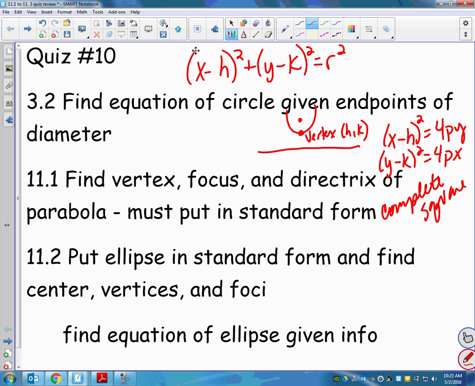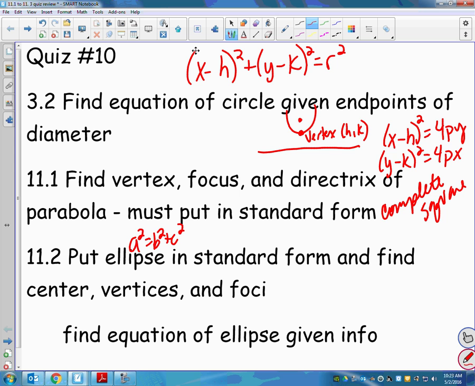Then we did ellipses, and ellipses are kind of like circles, except they have the major axis and the minor axis. And remember, in an ellipse, a is always the biggest number. So again, put it in standard form, which means you're going to have to complete the square. You're going to have to tell me the center. The vertices are just from the center to the major axis endpoints. The foci are your c values. So remember, for an ellipse, a squared equals b squared plus c squared.